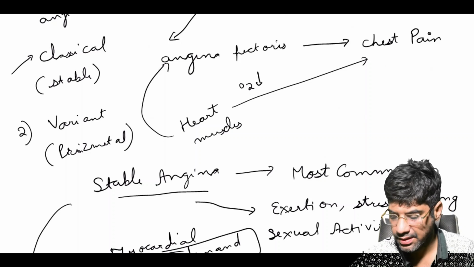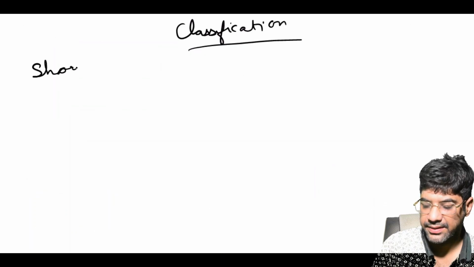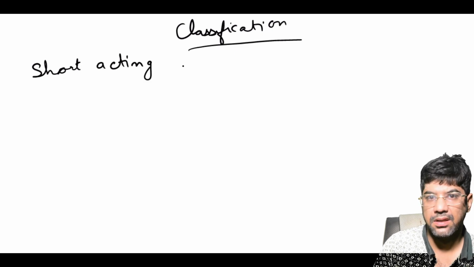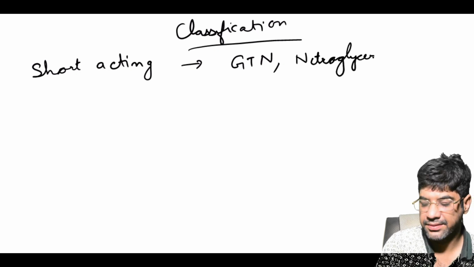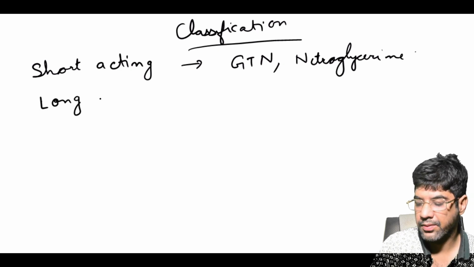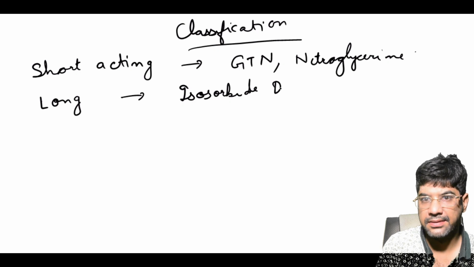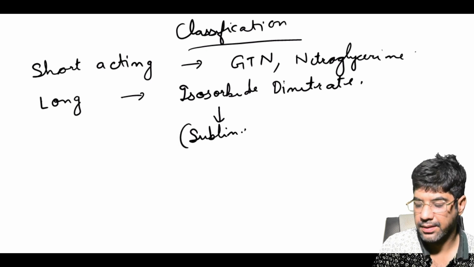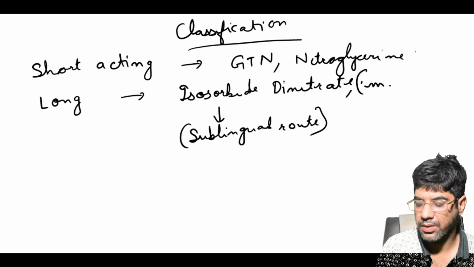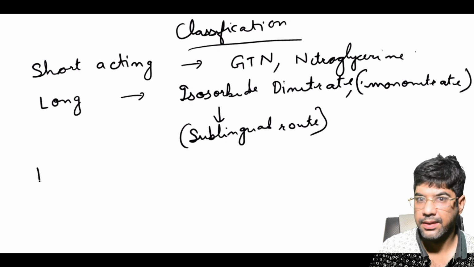Now, let us classify the drugs. The first is the nitrates. The short acting example is glyceryl trinitrate or nitroglycerin. The long acting example is isosorbide dinitrate. Remember that it is given by the sublingual route. Others are isosorbide mononitrate.